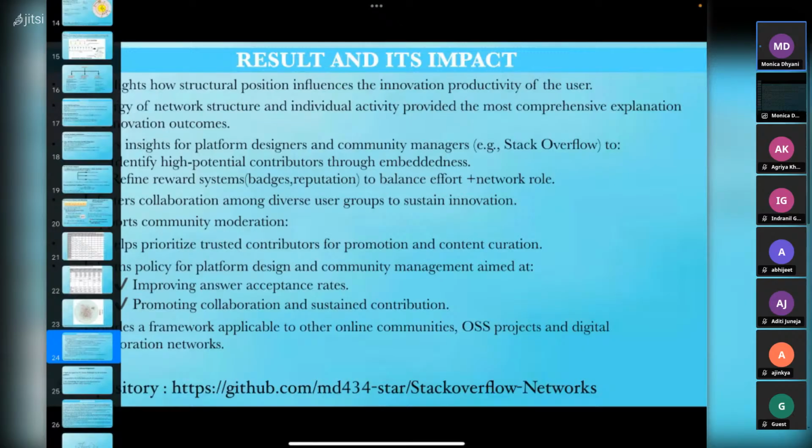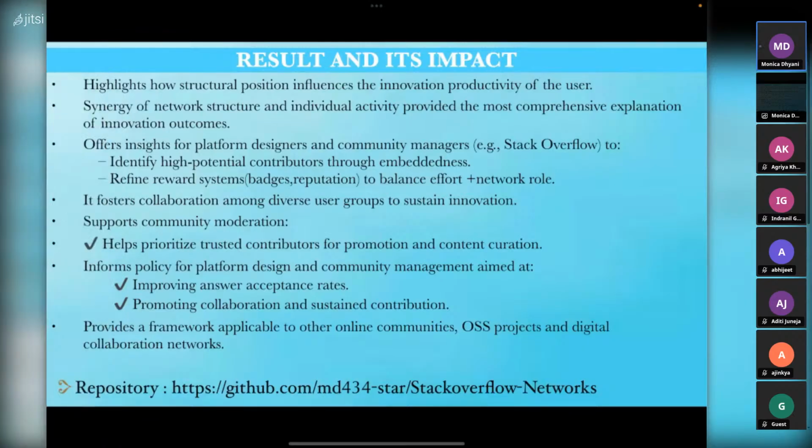So now let's see what the results and its impact are. It highlighted how structural position influences the innovation productivity of the user, and the synergy of network structure and individual activity provided the most comprehensive explanation of innovation output.